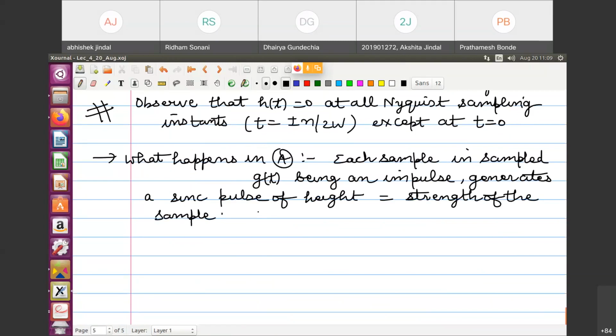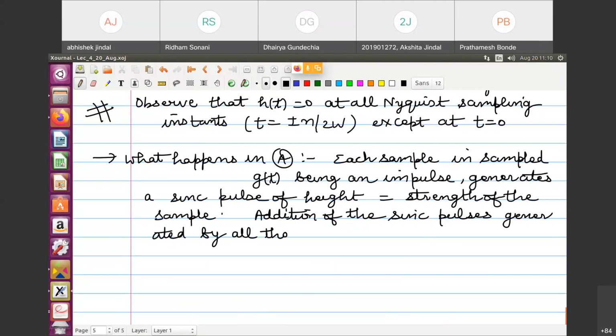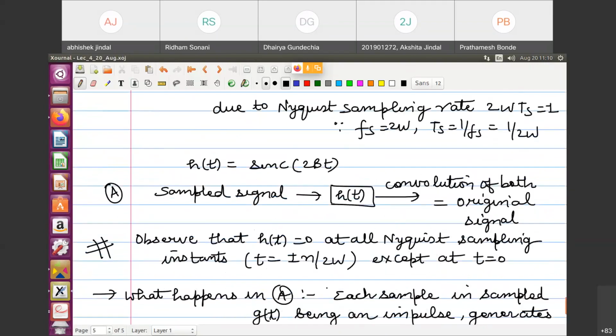Okay, then addition, because convolution is being done. Convolution says shift, multiply, add. So the addition of the sinc pulses generated by all the samples results in g(t). Okay. So this is what was pending.